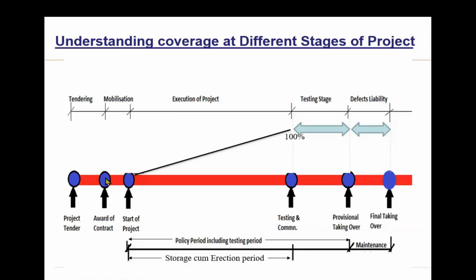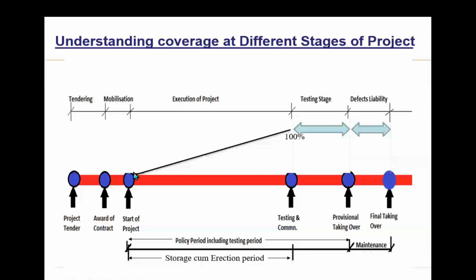Then this is the mobilization stage, that is the transit stage. The moment your award is given, the contractor starts giving orders to the manufacturers for supply of material to the project site. After arrival of project material at project site, your EAR policy, storage cum erection policy, starts. This is the start of your SCE or EAR policy.